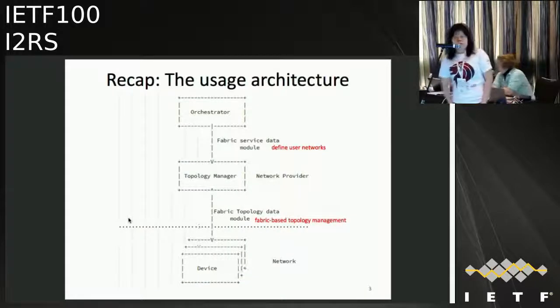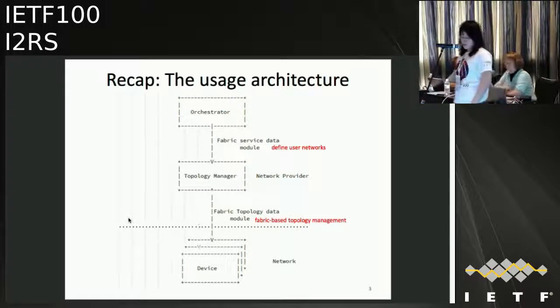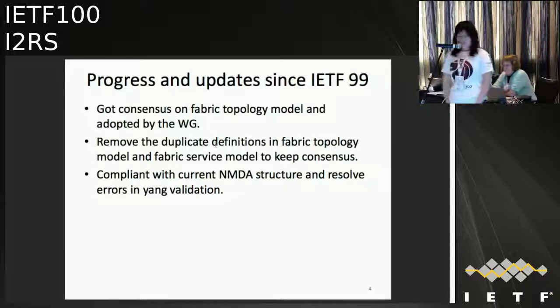Next. This is what we provided in our drafts and in our modules. We have done some work in I2RS, which provided fabric-based topology management. At this layer, we abstract the physical layer for the network provider and describe how the physical layer network looks, so the network provider can see the whole network as composed of several network fabrics. At the higher layer, which is the service layer, we provided a service interface for users to define their networks.